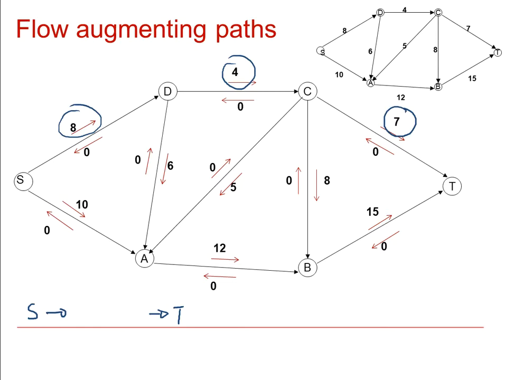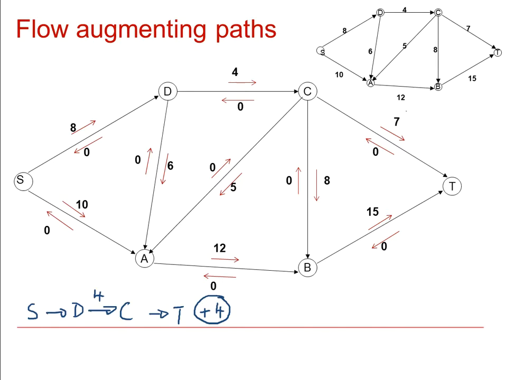Now those are the possible increases. So if we were to go along that path S, D, C, T, the smallest of those is 4. So we can increase or augment the flow along that particular route by 4. Having decided that we can make that change by 4, we now look at each of the numbers that we've got on the arcs and change them by 4.